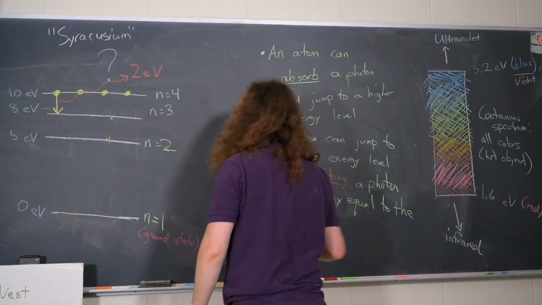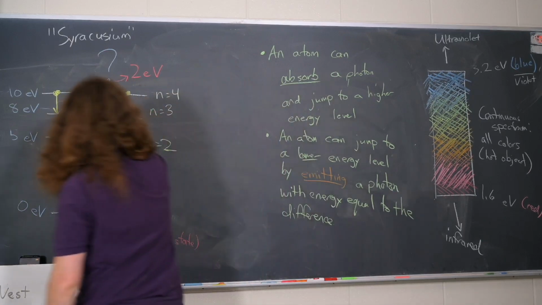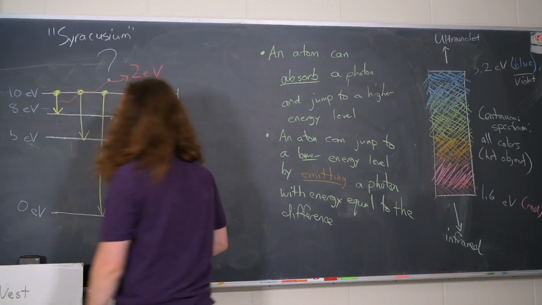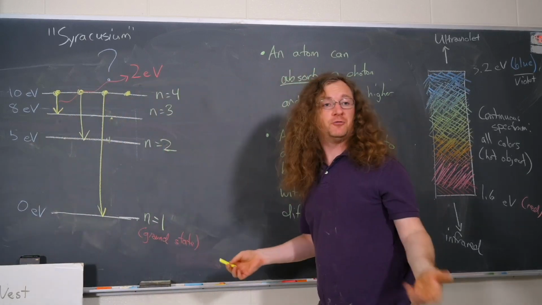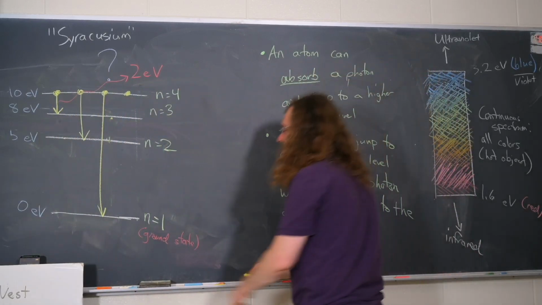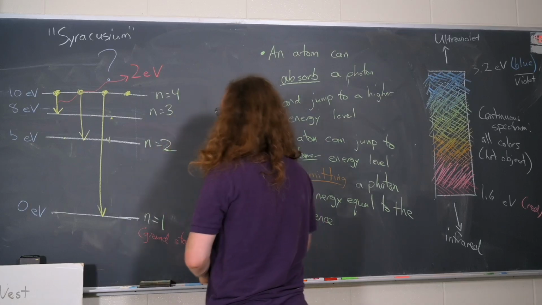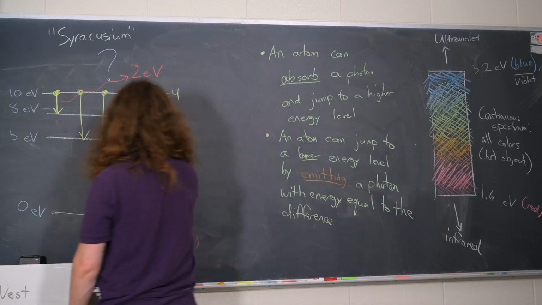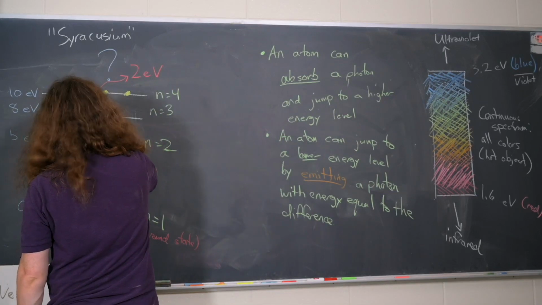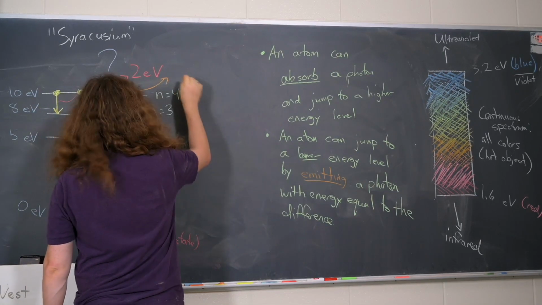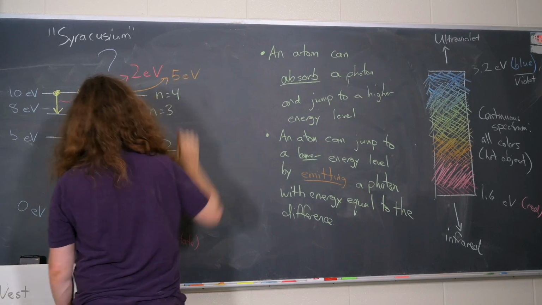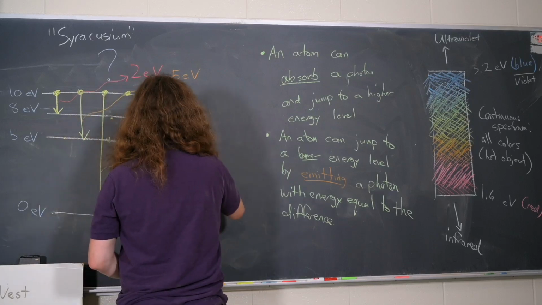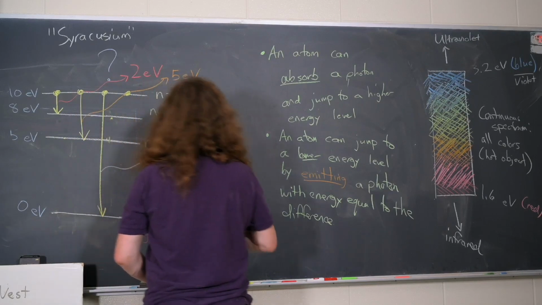And each of those possible jumps corresponds to a different photon energy. It's a different line in the spectrum. And we're going to work all of that out in just a moment. So here, this one, let's see, that would be 5 eV. And that one's 10.